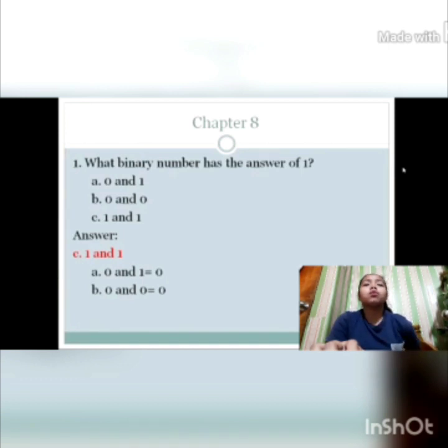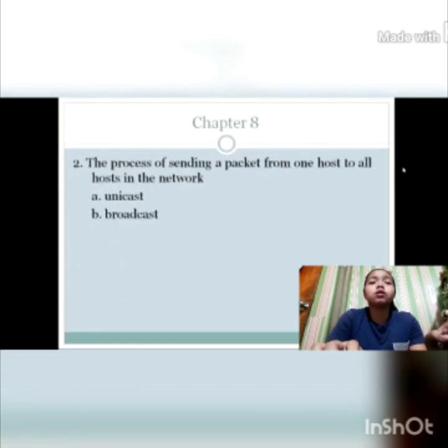answer is letter C, 1 and 1 because 0 and 1 is 0 and 0 and 0 is 0.